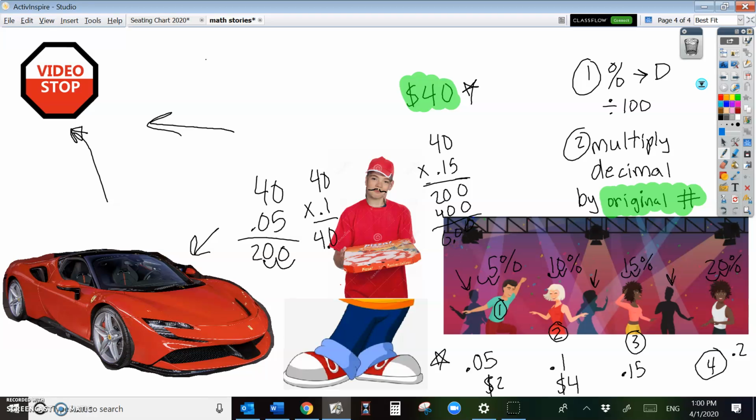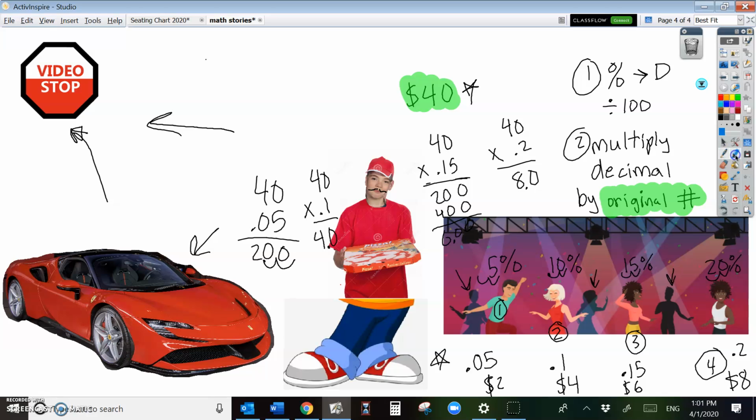Okay, looks like $6 there. So now let's determine the tip from orange shoes guy. 40 times 0.2 is going to be 80 with 1 decimal place, or $8.